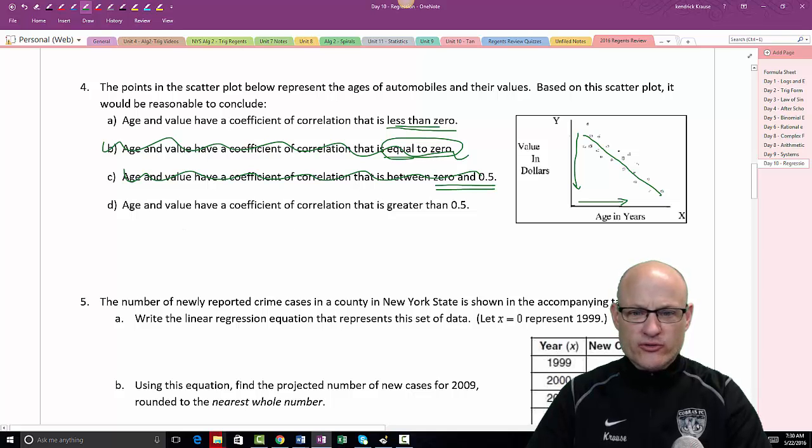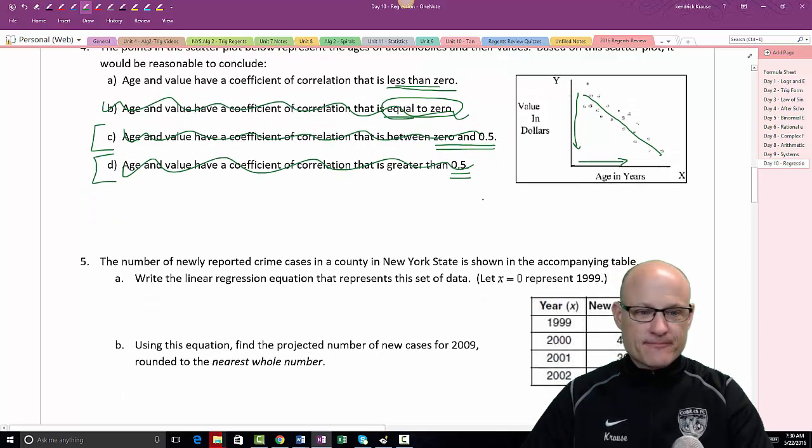Age and value have a correlation coefficient that's greater than 0.5. This one's saying definitely as the car gets older. The last one was maybe because it was only between 0 and 0.5. This one says bigger than 0.5. It's definitely going to happen that as your car gets older, it's going to gain in value. No, that's not true. The answer is definitely A.